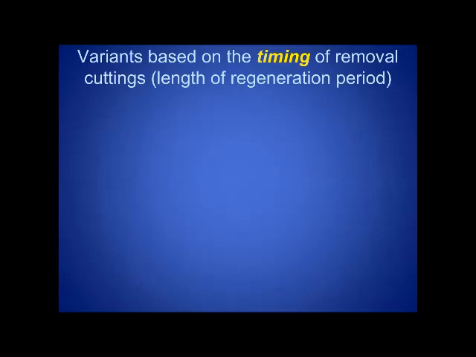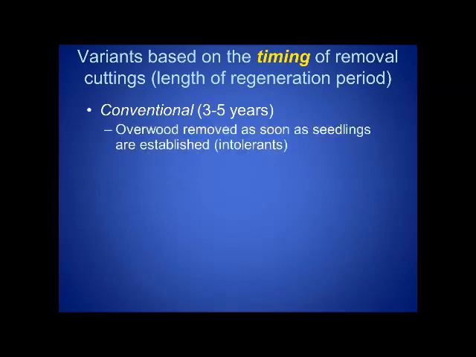We also have variants based on the timing of the removal cuttings. This is the length of the regeneration period, and this is where we get into the irregular. Conventional Shelterwood has a very short regeneration period, like 3 to 5 years. You do the establishment cutting, and as soon as the seedlings are established, off comes the overwood. Think black cherry: a shade-intolerant species that needs shade to germinate and become established, but then needs full sunlight to grow.